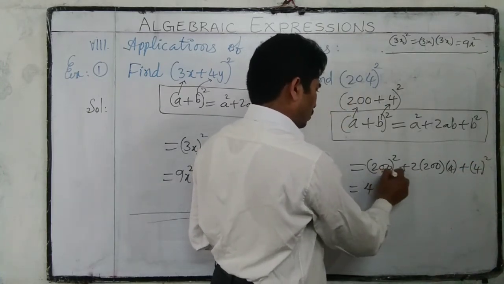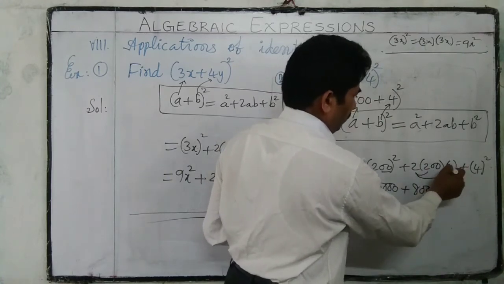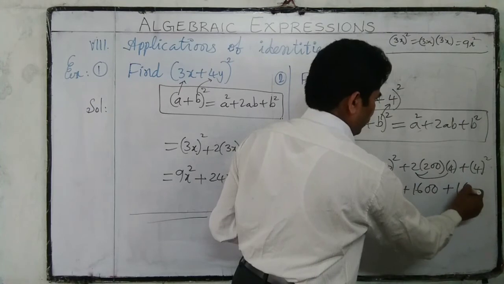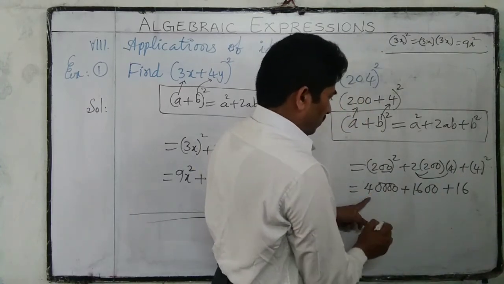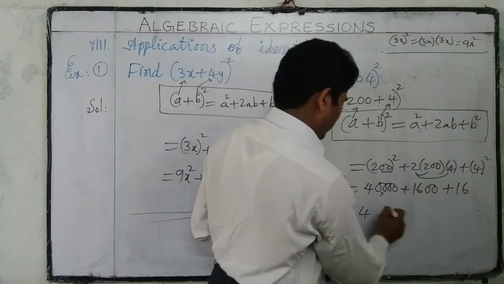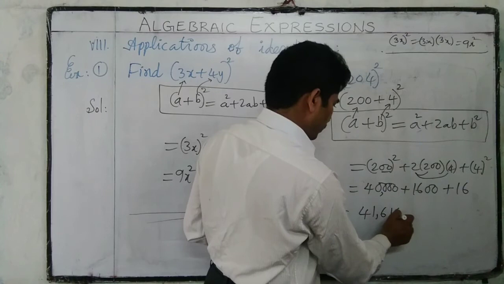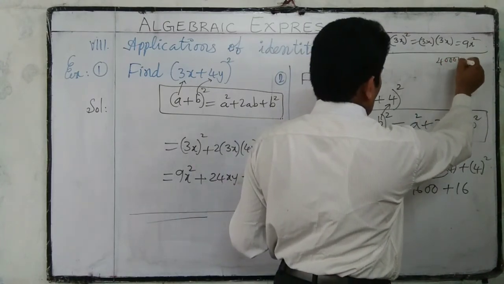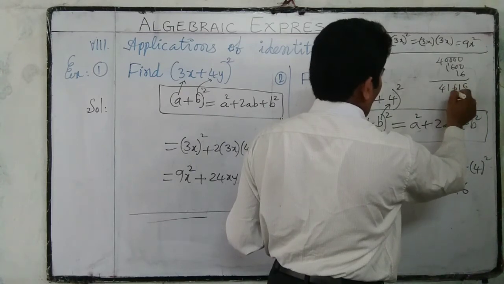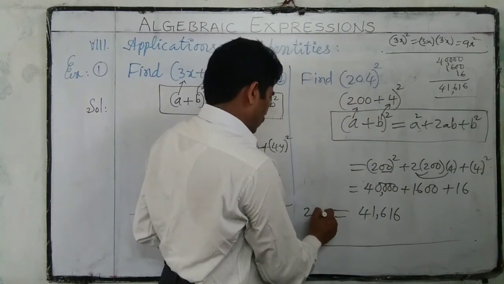200 whole square: 2 2s are 4, 2 zeros means 4 zeros, so 40,000. 2 2s are 4, 4 2s are 8, 2 zeros, so 1600. 4 square is 16. We add like this: 40,000, 1600, 16, which gives 41,616. So this is 204 whole square.